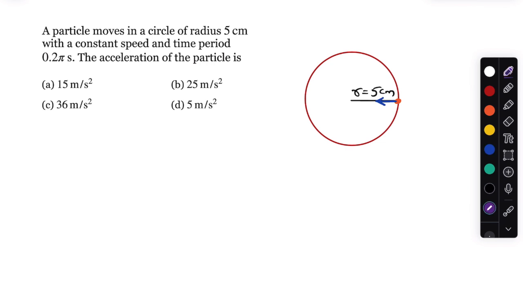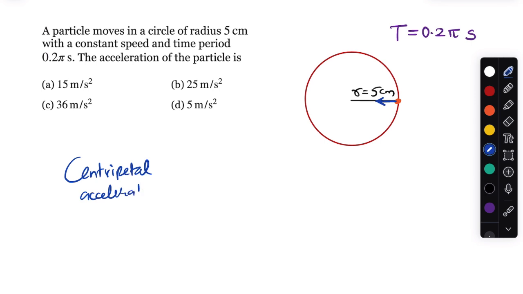So let's find out what the expression is. Also, we are given what the time period is. The time period is the time it requires for the particle to complete one circle, to go once around the circle, and that's given to be 0.2 pi seconds. So the time period is given in the form of a multiple of pi, the irrational number. So what's the expression that we are aware of for centripetal acceleration? We are aware of the expression v squared over r.